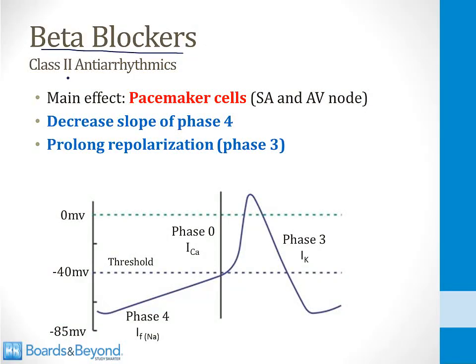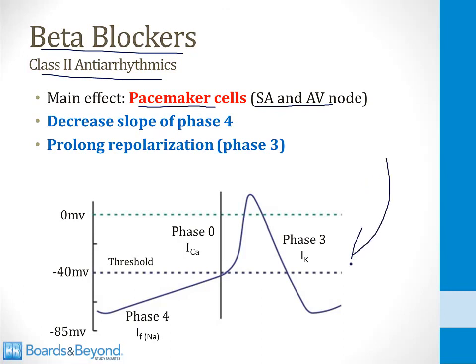Next, let's talk about beta blockers, which are class 2 antiarrhythmics. You may be familiar with the use of beta blockers to treat hypertension, but they can also be used when hypertension is not a problem solely for their antiarrhythmic properties. The main effect of beta blockers is on the pacemaker cells in the SA and AV node.